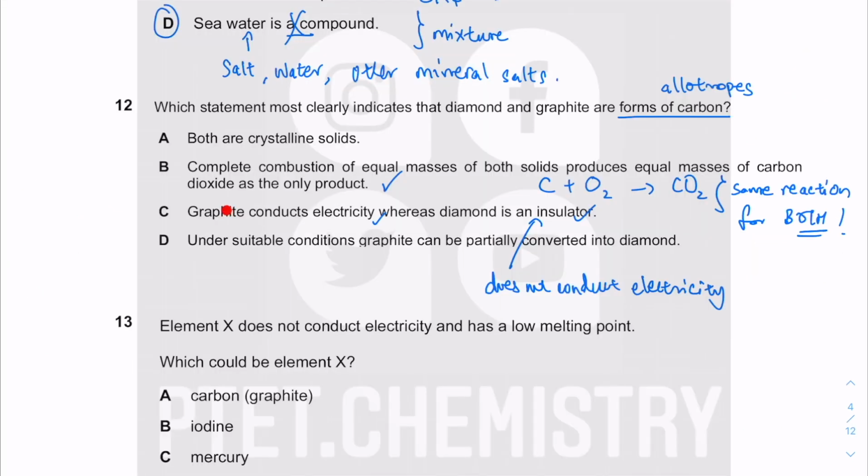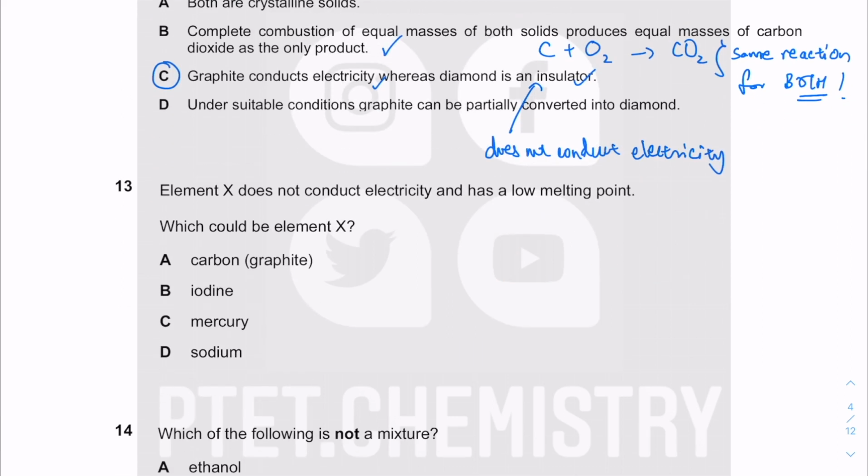Remember, graphite is a layered structure. So C is definitely the best option there, because one conducts and one does not conduct. So make sure if these come out in a structured question, you'll be able to describe these two as the different forms of the same element, known as allotropes.